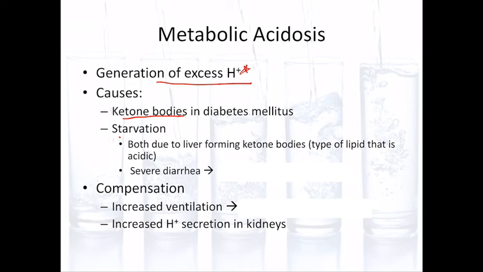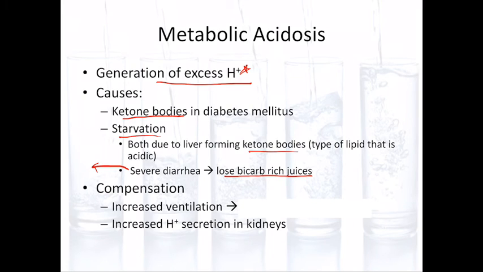And this also happens during starvation, due to the liver forming ketone bodies, and I just explained that. Another example, which shouldn't really be under starvation, this should actually be a separate bullet, is severe diarrhea. Diarrhea would cause metabolic acidosis because of all of the bicarbonate-rich juices that come out of the pancreas, right? So pancreatic juices are bicarbonate-rich, so if we have diarrhea, we lose all that bicarb, which results in excess hydrogen.